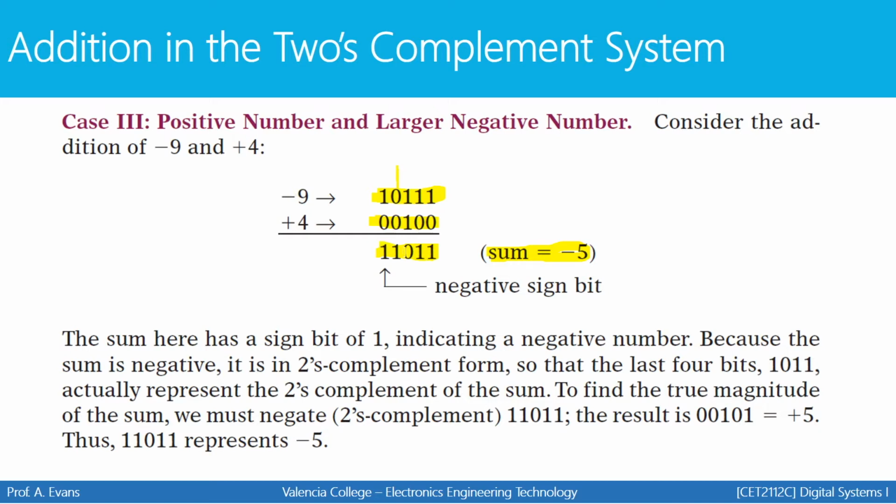This addition reflects that. So I don't have to do anything special if I have a positive number and a larger negative number. Your carry bit, or your first leading bit, will come out to be 1, but it should be, because if you have a larger negative number, you're always going to have an answer that should be negative. Therefore, your first bit should be 1.